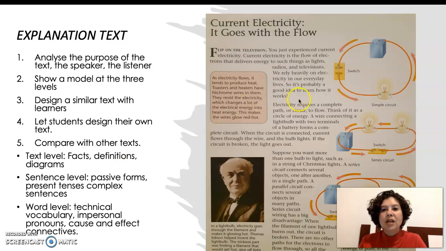Of course, you're covering the content because you're telling students what current electricity is, who invented the light bulb, how this works, etc. You're covering content, but you're also covering language with this series of steps that follow a method or a framework very well designed, thought for your students. Analyzing the purpose, showing a model, designing a similar text, letting them work on their own text, and comparing with other texts.